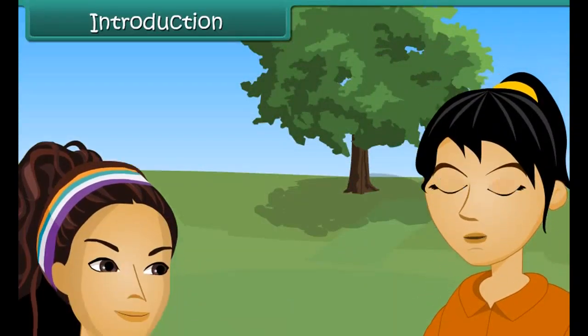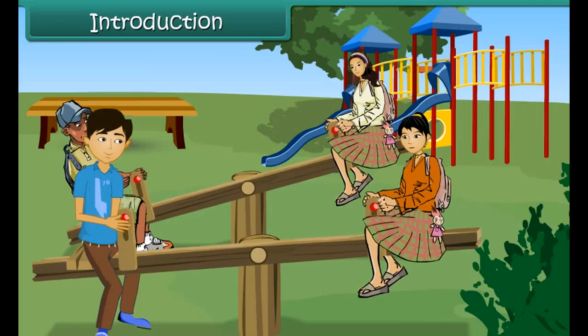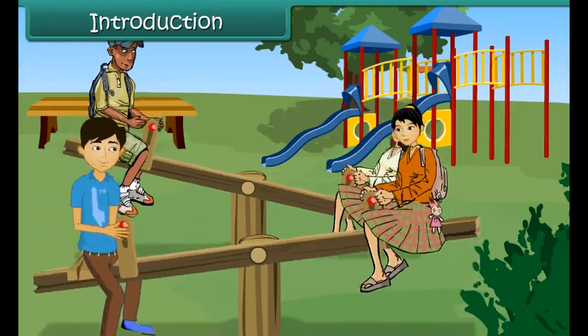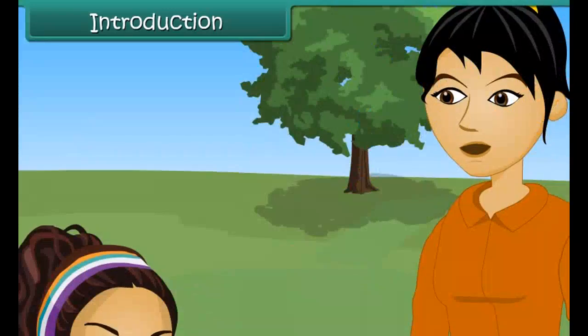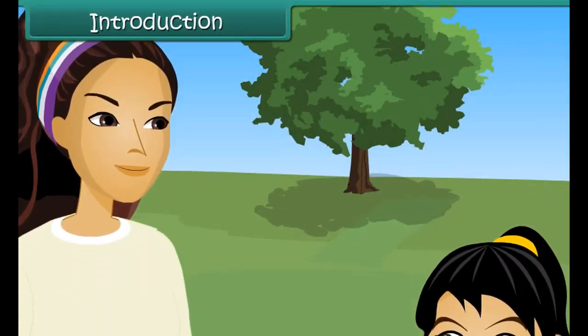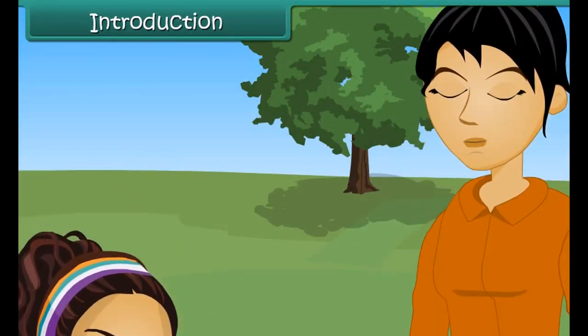Seesaws are such fun, Megha. What do you think? You are right, Vidhi. Going up and down a seesaw is such a great feeling. But it would be so much more fun if we could go up and down together.